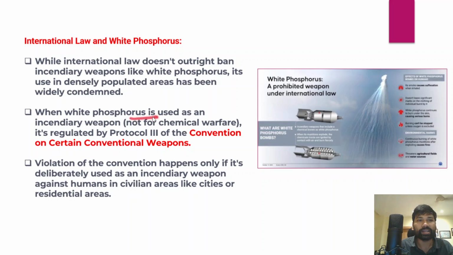Now when white phosphorus is used as an incendiary weapon, not for chemical warfare, it is regulated by Protocol 3 of the Convention on Certain Conventional Weapons. Under this convention, Protocol 3, white phosphorus, when used as an incendiary weapon and not for chemical warfare, is regulated. However, a violation of the convention happens only if it is deliberately used by any party against another state. When any country has deliberately used it as an incendiary weapon against humans in civilian areas like cities and residential areas, that could be a cause of concern. Only then is there a violation of this convention, when a country uses it deliberately against the civilian population, settlements or densely populated areas. So that's all about white phosphorus.